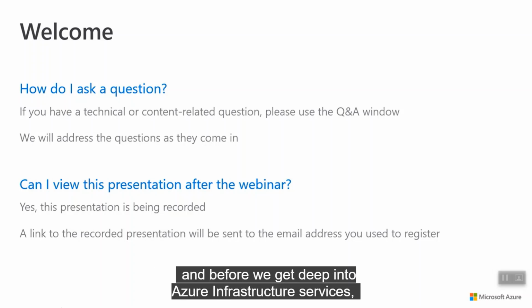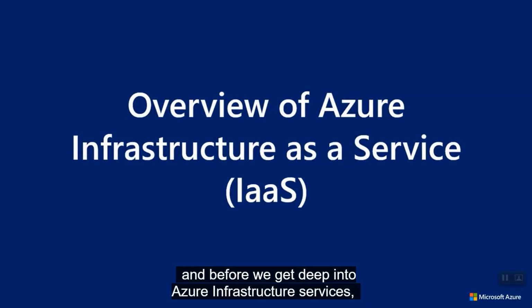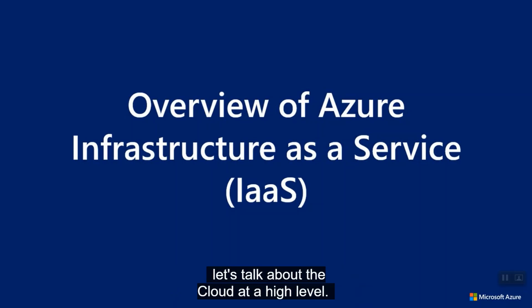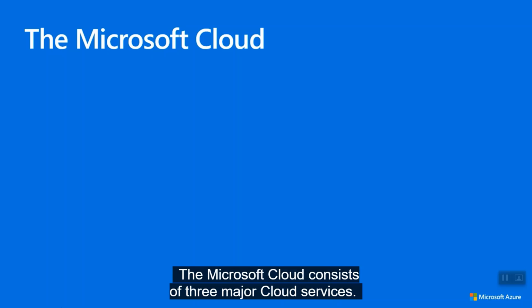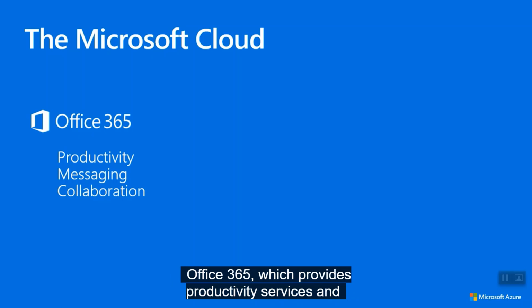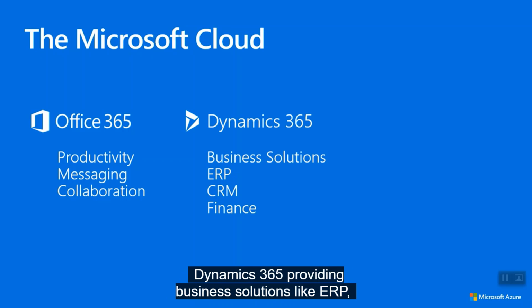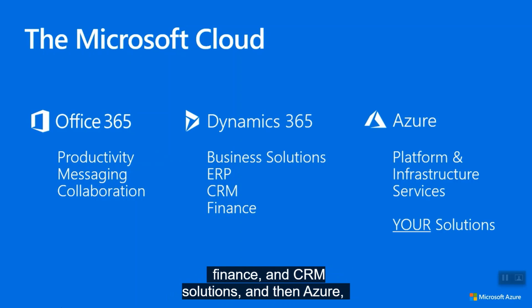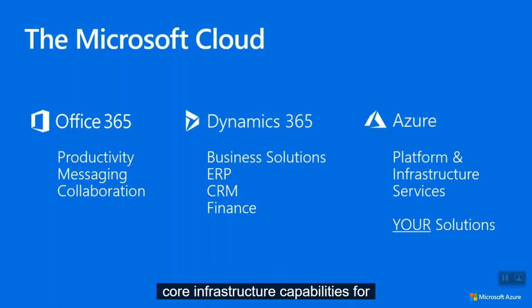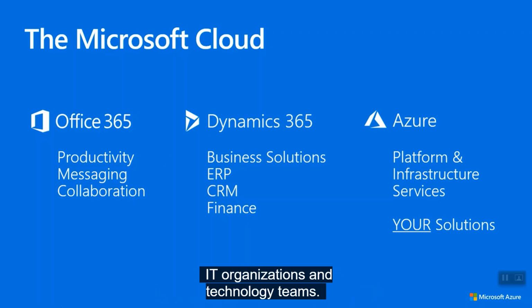Now, before we get deep into Azure Infrastructure Services, let's talk about the cloud at a high level. The Microsoft Cloud consists of three major cloud services: Office 365, which provides productivity services and capabilities including content authoring, messaging, and collaboration; Dynamics 365, providing business solutions like ERP, finance, and CRM solutions; and then Azure, which provides a platform of services and core infrastructure capabilities for IT organizations and technology teams.